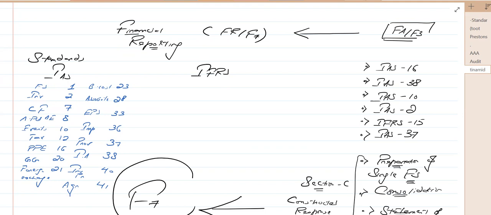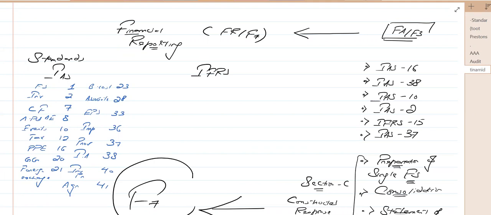So we'll be discussing how they are tested in the F7 exam. But before that, let's discuss the topics in detail. So we have discussed the IAS. We are yet to discuss the IFRS. All right, so let's come to the IFRS, which are in your F7 exam.